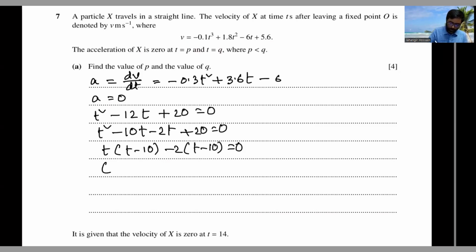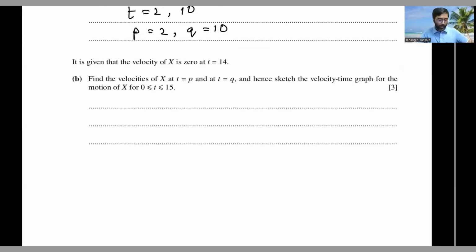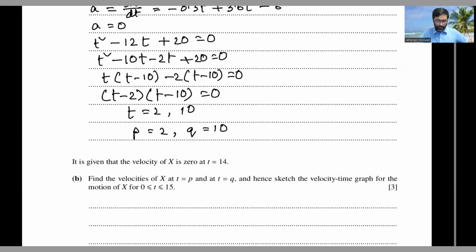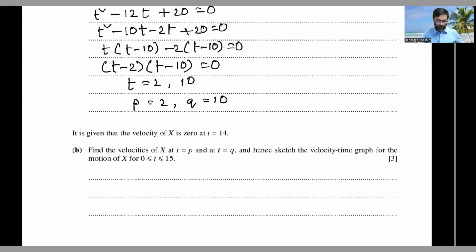So if the linear factors are t minus 2 and t minus 10, then t equals 2 and 10, so p is 2, q is 10. That's the value of p and q. Now, the second part: it is given that the velocity of x is 0 at t equal to 14. Find the velocities of x at t equal to p and t equal to q. Then, hence, get the velocity time graph.